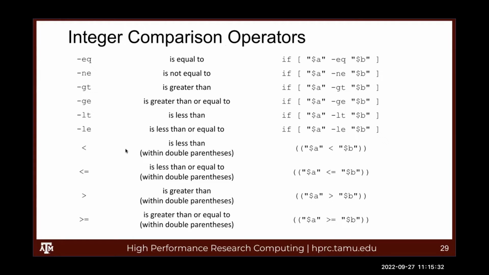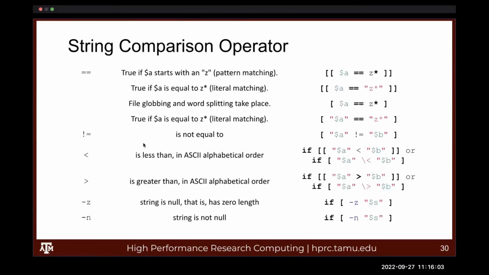You can also use the less than or greater than symbols. There's slightly different usage for these, so you'll see on the right-hand side that you'll use these double parentheses instead. You can use that also with less than or equal to and greater than or equal to. Make sure it's within the double parentheses. Okay, string comparison operators. You'll want to use these here.